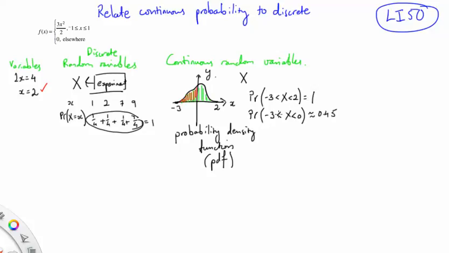And I can tell you that the likelihood that x is between negative 3 and 0 is 0.45. But it's weird, because the more precise I get about x, the less likely that is to happen. So if I wanted to know the probability that x is between 0.000001 and 0.000002, with 6 zeros, 1, 2, 3, 4, 5, 6, that probability is going to be really small because that's such a tiny interval.